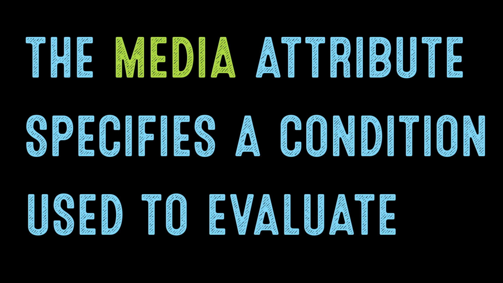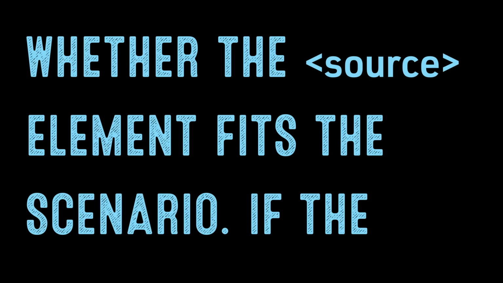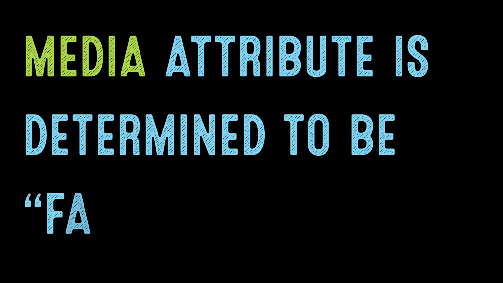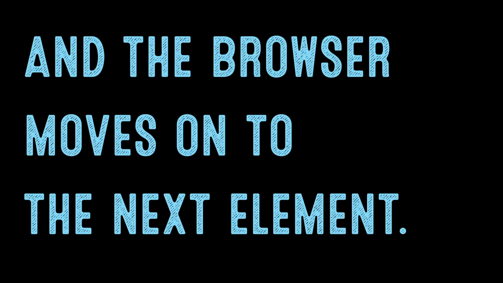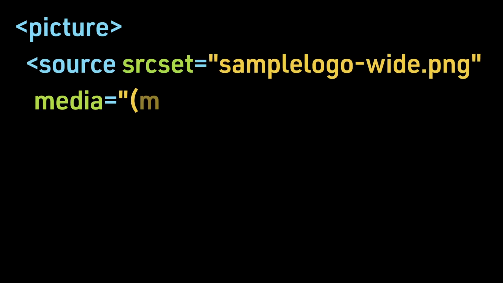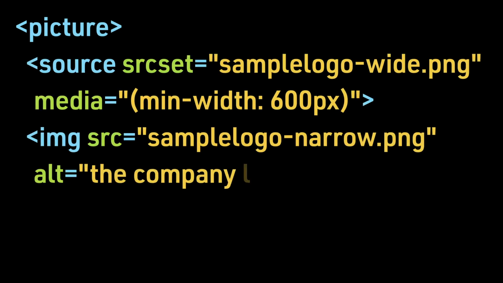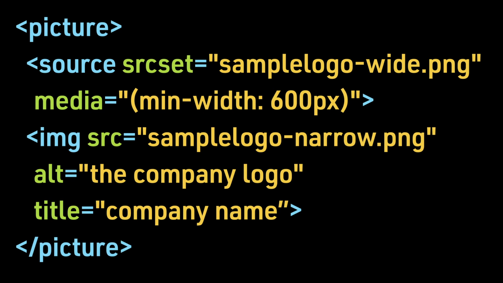The Daily Code Snippet. The media attribute specifies a condition used to evaluate whether the source element fits the scenario. If the media attribute is determined to be false, it is skipped and the browser moves on to the next element. In our code example, we see that picture is a traditional element with an opening tag and a closing tag. However, source and image are both empty elements and have only opening tags.